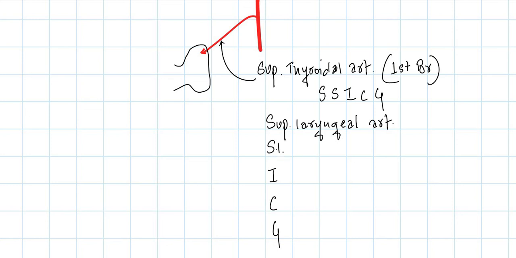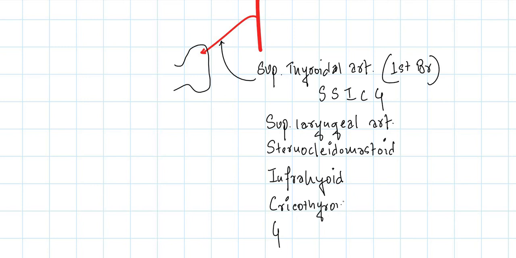And then there's the sternocleidomastoid. That muscle is called sternocleidomastoid, a very important muscle in the neck. The sternocleidomastoid is also supplied by a branch of superior thyroidal artery. Then there are muscles in front of this artery called the infrahyoid muscles, and all these infrahyoid muscles are supplied by these infrahyoid branches. There is a muscle of the larynx called the cricothyroid. The cricothyroid muscle is also supplied by the superior thyroidal artery. And finally, these are the glandular branches which supply the superior pole of the thyroid gland.